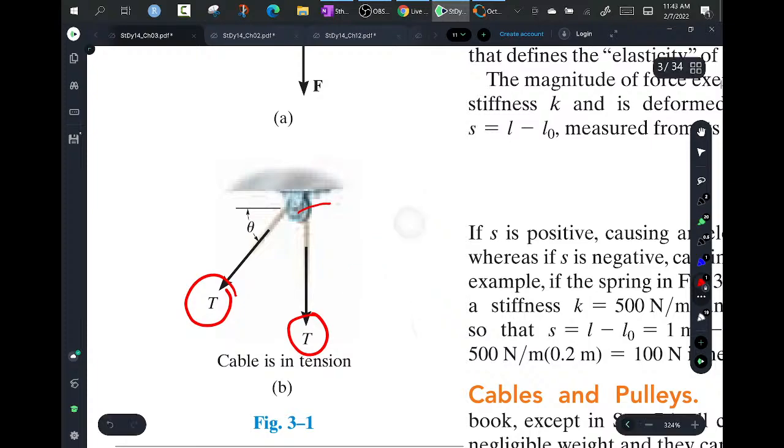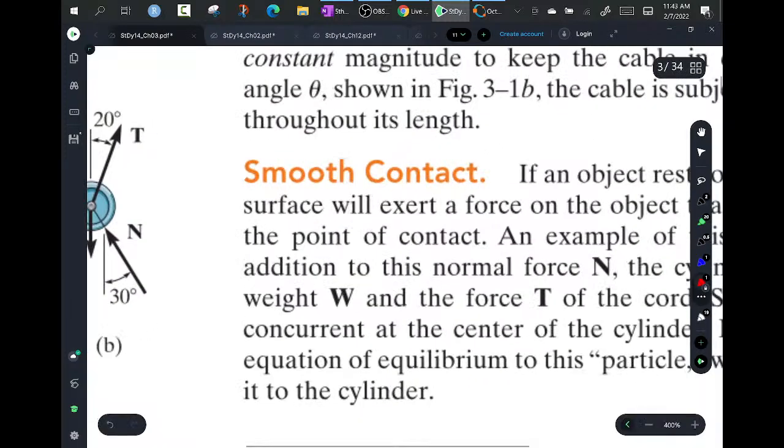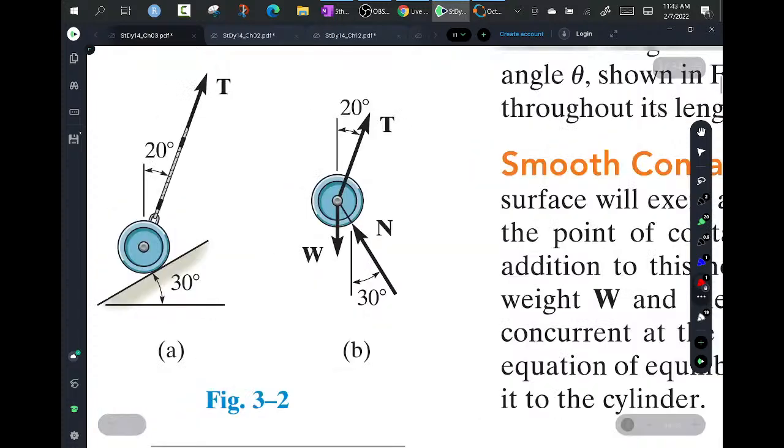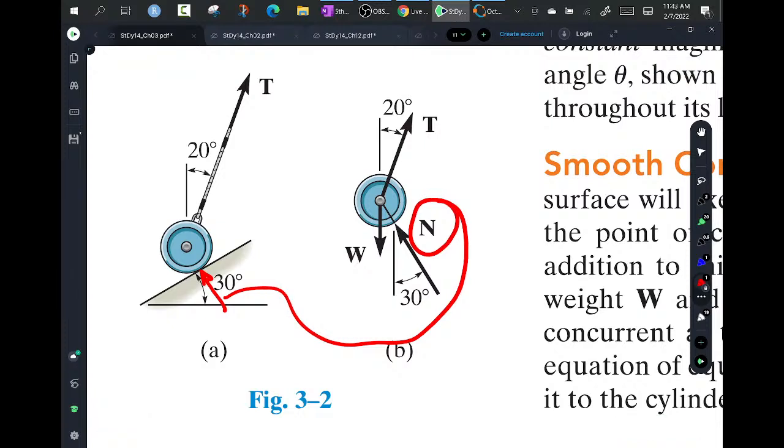So you got cables, pulleys, smooth contact, which basically is saying you've got a wall right here. This thing is just making a force go back up. He always calls it N. I always call it the nothing force, because it really doesn't do anything, but it keeps it from crashing through here. That's about all it does. So it has to be included in the sum of the forces.